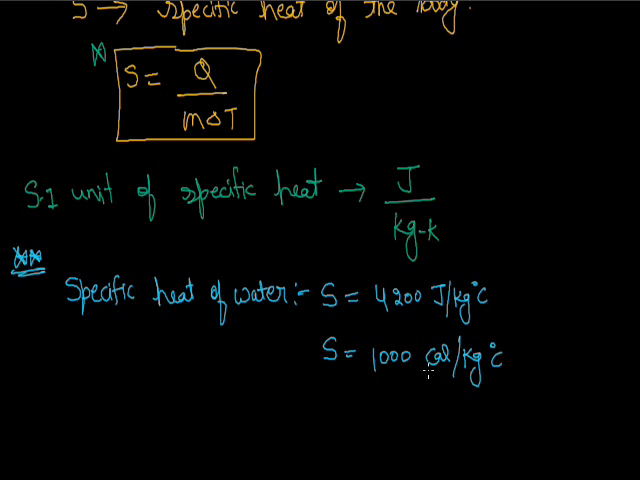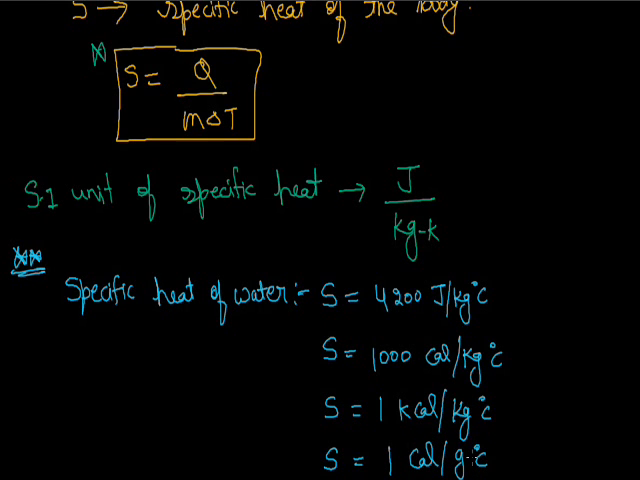This value is in terms of calorie per kg. And if we want this term in kilocalorie, that means S is equal to 1 kilocalorie per kg degree Celsius. This value, the specific heat of water, 4200, is in units of joule per kg. This is in calorie per kg and this is in kilocalorie per kg. And if we want this in gram units, that means S is equal to 1 calorie per gram degree Celsius.